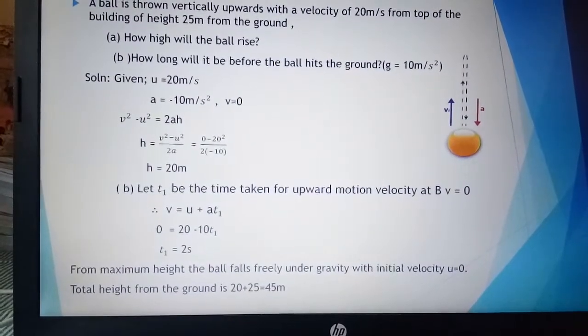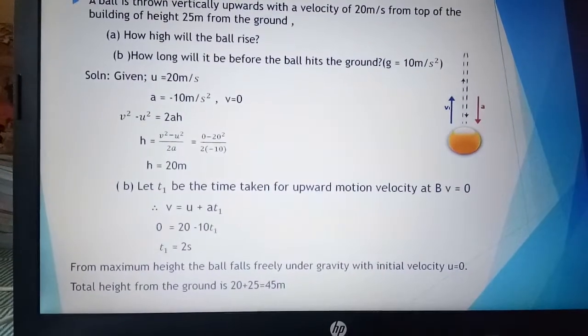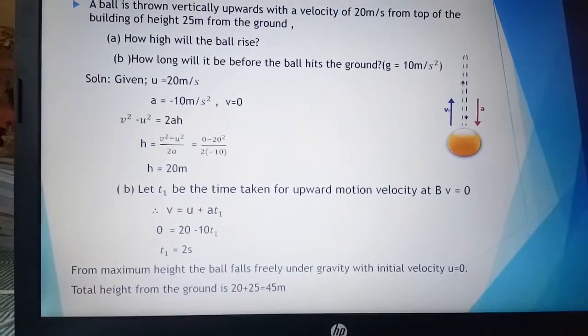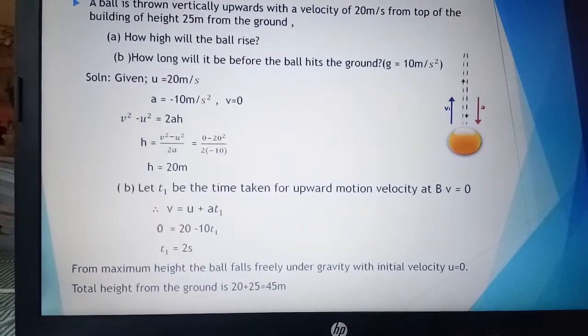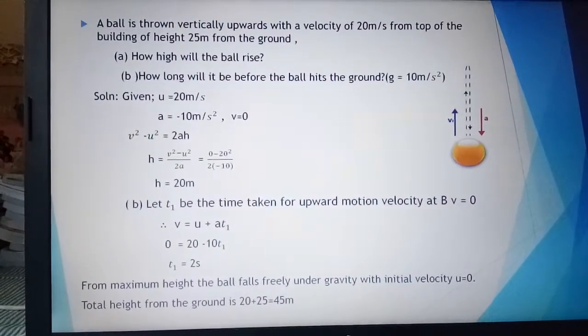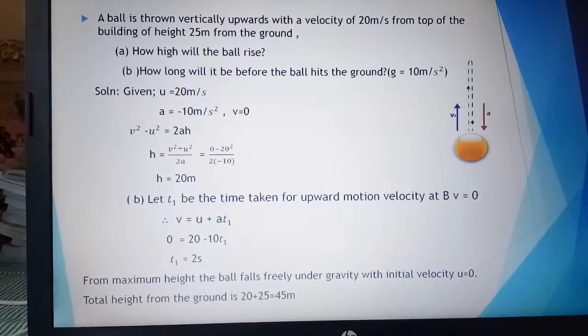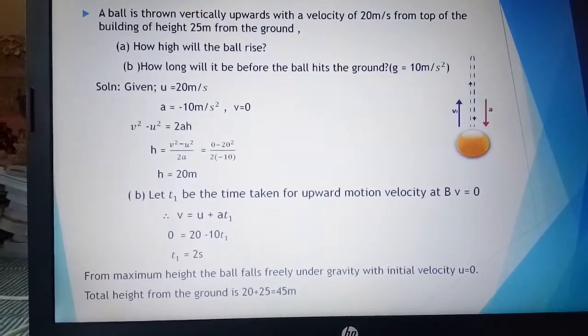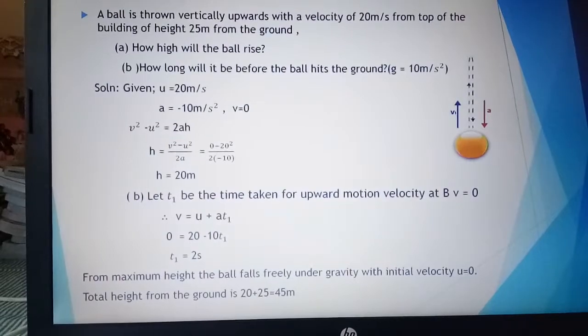Then substituting v, we get 0 equal to 20 minus 10 t1. So minus 20 is equal to minus 10 t1. Therefore, t1 is equal to 2 seconds.